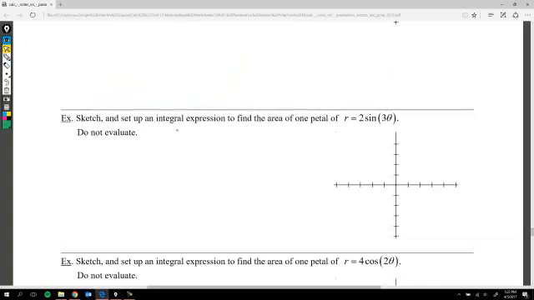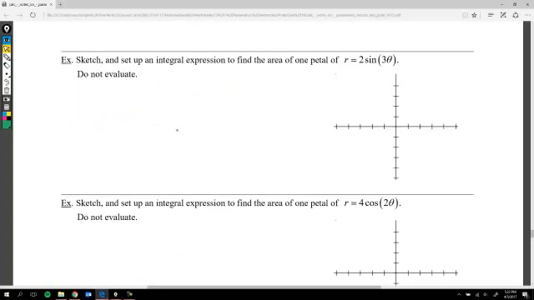Let's keep going. The next one asks us to set up an integral to find the area of one petal of this function. That should give you a hint that this is a rose. It's a rose with 3 petals, each with a radius, or a length, of 2 for each of my petals.